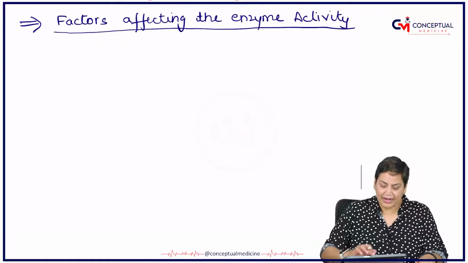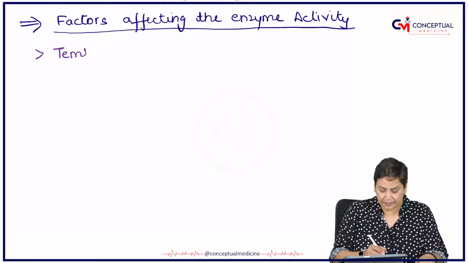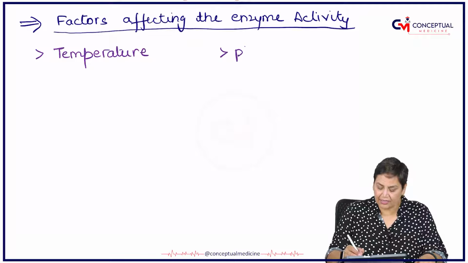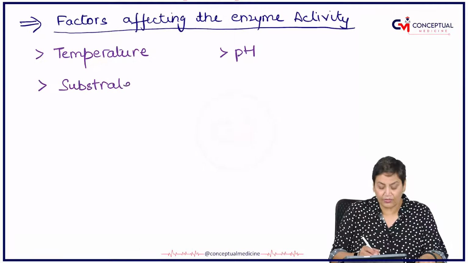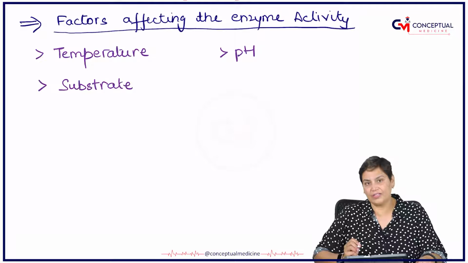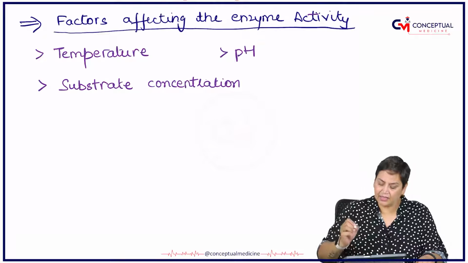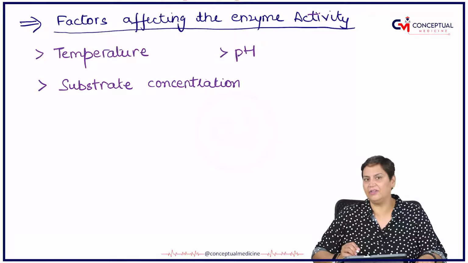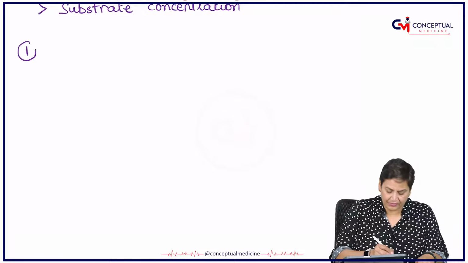Now, the important factors which can affect the activity of the enzyme include the temperature, very important factor, pH, negative logarithm of hydrogen ion concentration, and obviously the substrate concentration, which plays a very, very important role and on which actually the entire kinetics of enzyme depends. So these are the factors which will affect the activity of the enzyme. Now, first of all, we will take up the first factor, which is temperature.